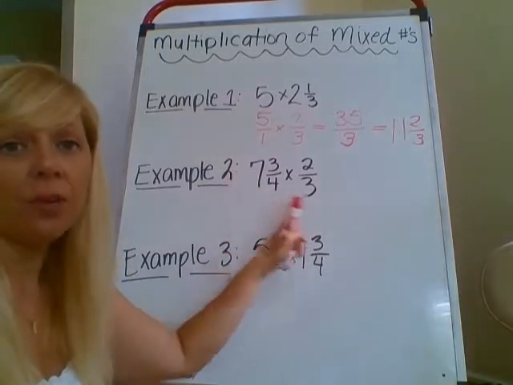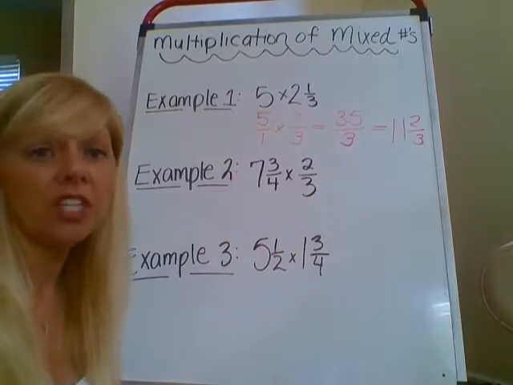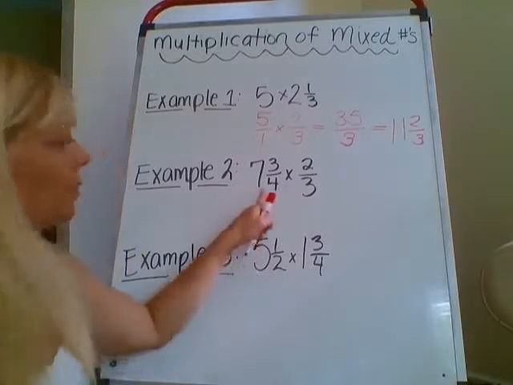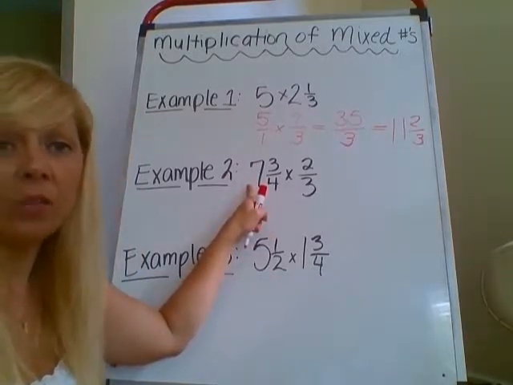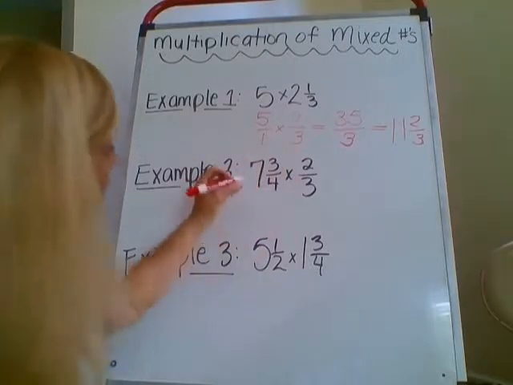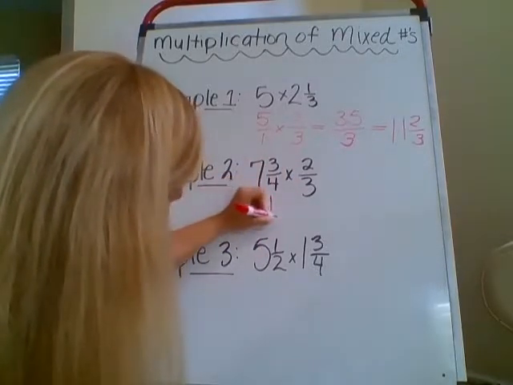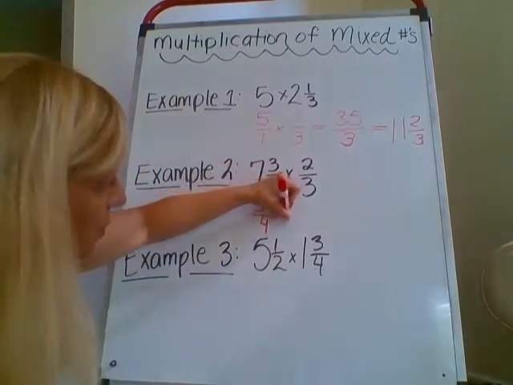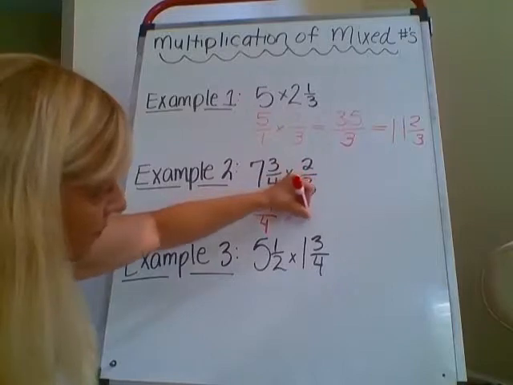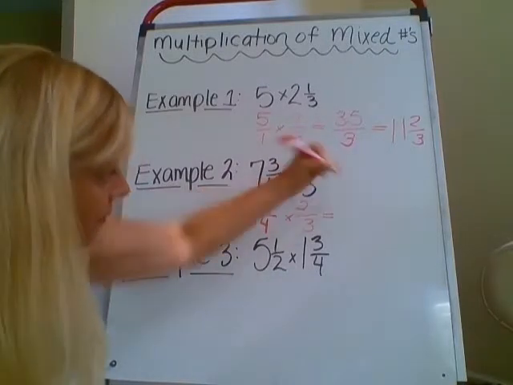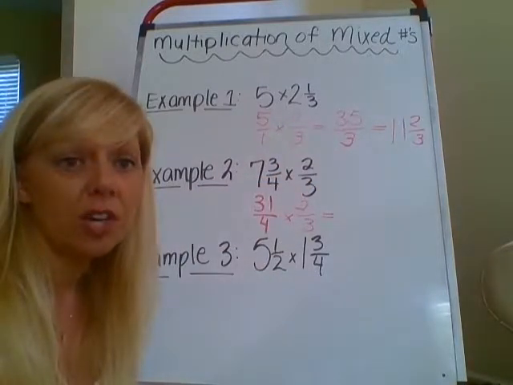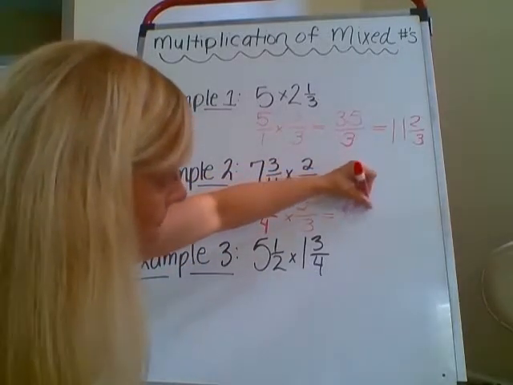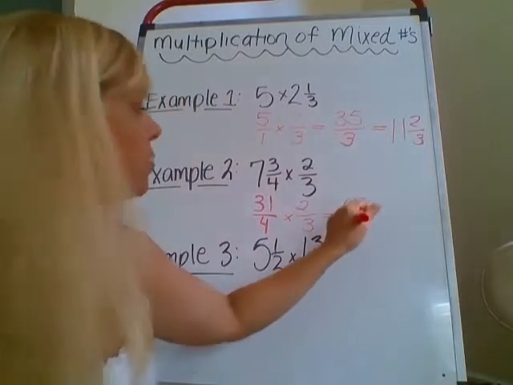All right, example number 2. Again, I have 7 and 3/4 times 2/3. So I want to change that 7 and 3/4 into an improper fraction. So again, I'm going to take the 4 times the 7 and get 28, plus the 3 and get 31. And my denominator always stays the same. And then I'm going to multiply it by that 2/3. And then I can just multiply straight across. So 31 times 2 is 62. And 4 times 3 is 12.